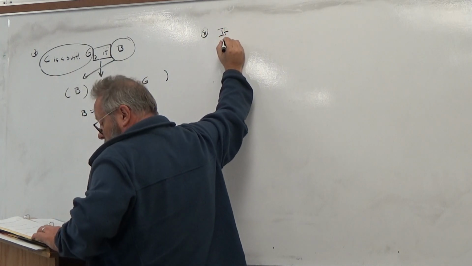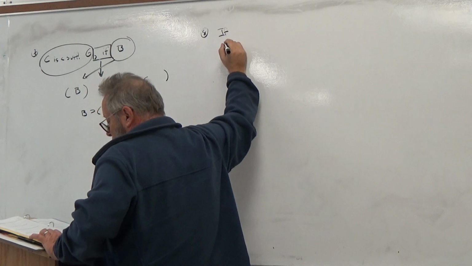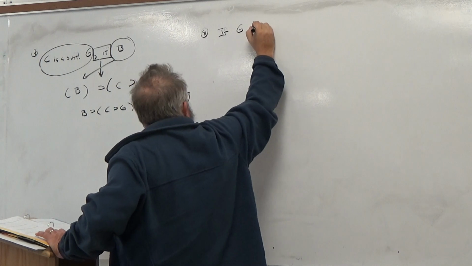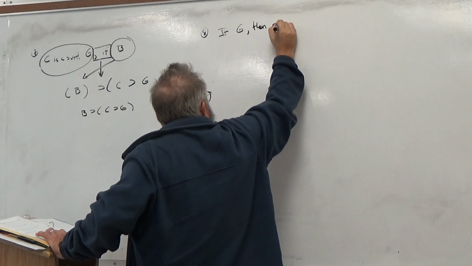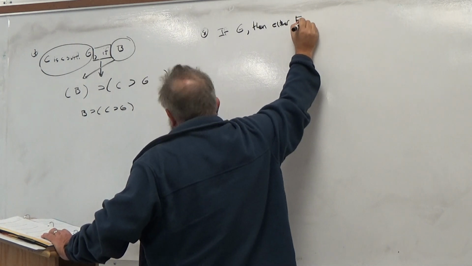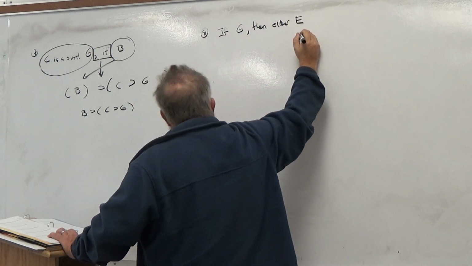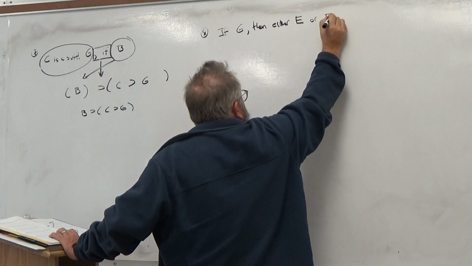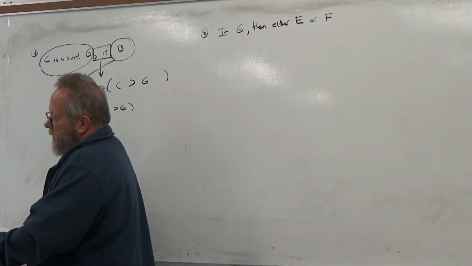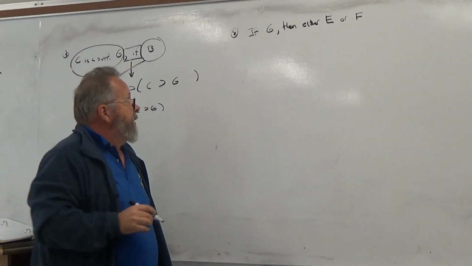If Gloria wants a foxhound, comma, then either Eric, blah, blah, blah, or Frank, blah, blah, blah. Okay. If G, comma, then.